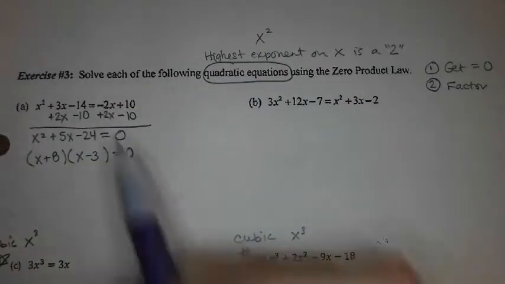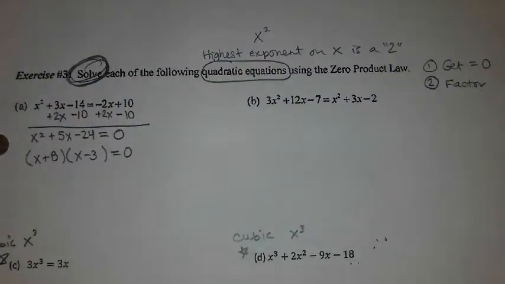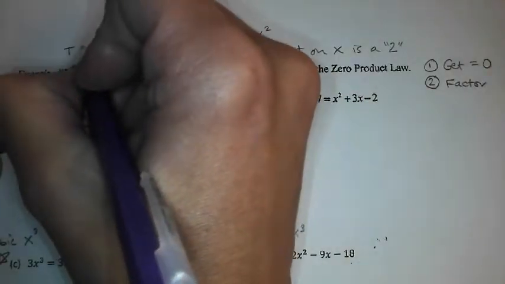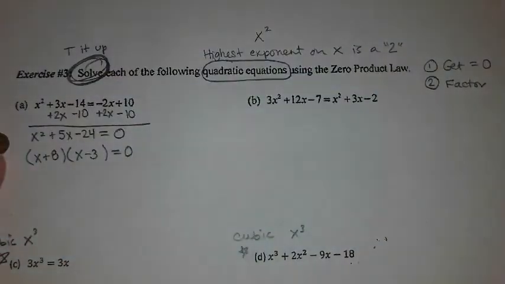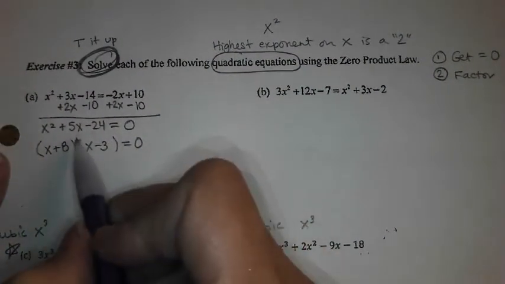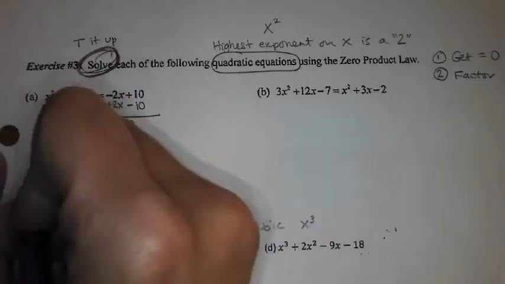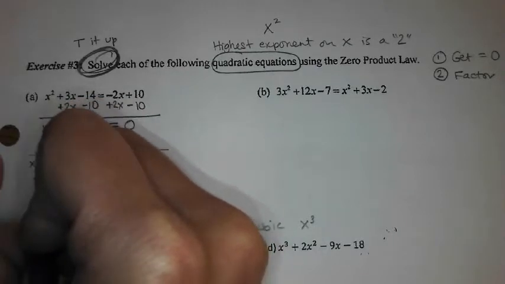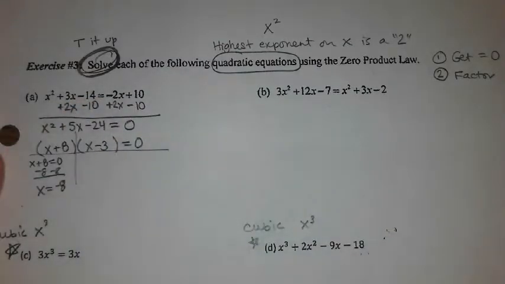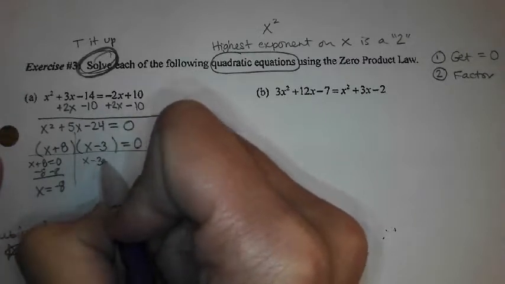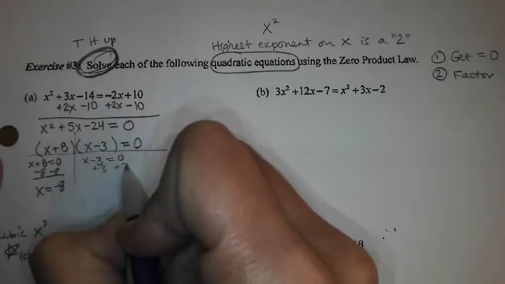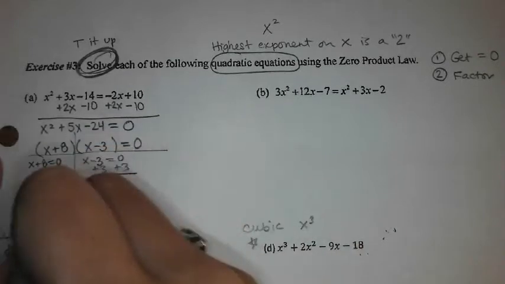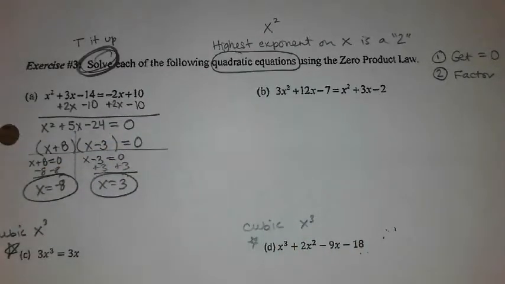And then because we are solving, keyword solve, that is our indication to tee it up. So we set x plus 8 equal to 0 and solve quickly. Get x equals negative 8. Set the next factor equal to 0 and solve. And we get x equals 3. Now you've done all this before, yes? This is just a review. Okay?